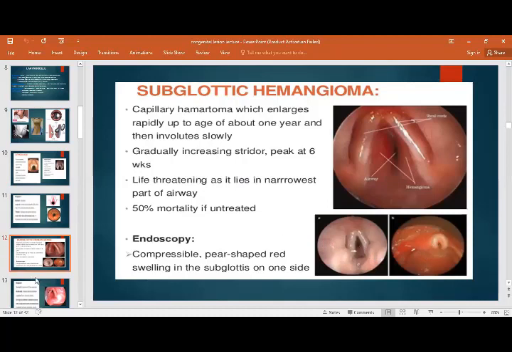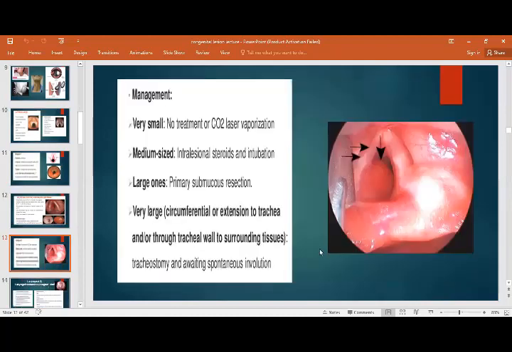Again, management in all cases of congenital conditions: first, if the size is small, then we go for conservative management, and then if the size increases, we will give a try of intralesional steroids, and intubation sometimes if it goes further. For a larger one, the primary is of course excision of the hemangioma, and if it is very large, then tracheostomy, and then wait for spontaneous involution, or we will go for surgical resection of the hemangioma.